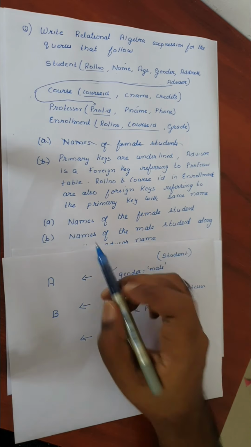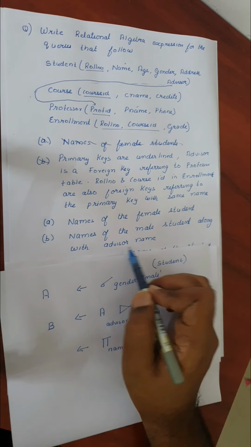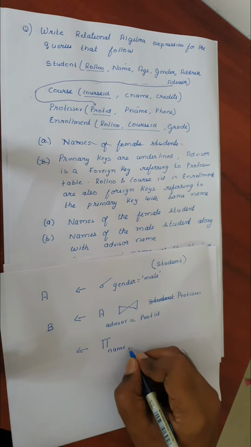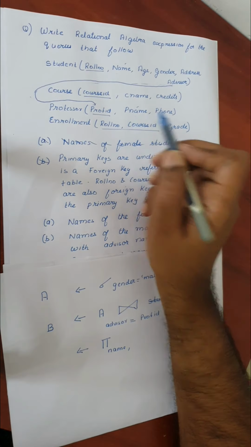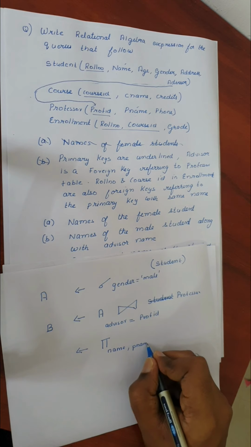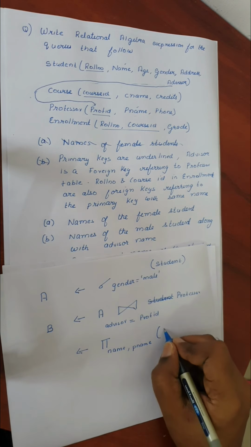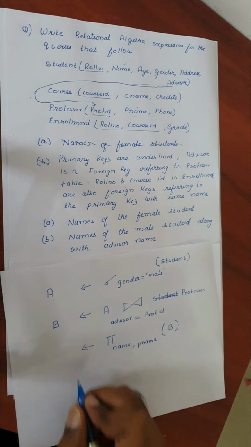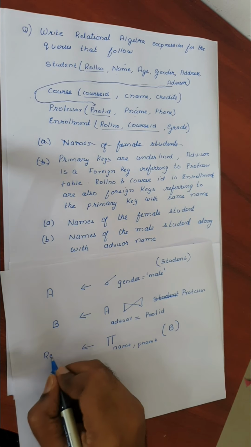Okay, ഇപ്പോൾ എന്തൊക്കെ വേണ്ട? നെയിം ഓഫ് ദ മെയിൽ സ്റ്റുഡൻറ്റ് ആസ് വെൽ ആസ് ദ അഡ്വൈസർ നെയിം. ഓക്കെ, പൈ ഓഫ് നെയിം കോമ അഡ്വൈസർ നെയിം എന്ന് പറഞ്ഞാൽ ഇതാണ് പി നെയിം ഓഫ് ബി. Okay, so this will be our result.